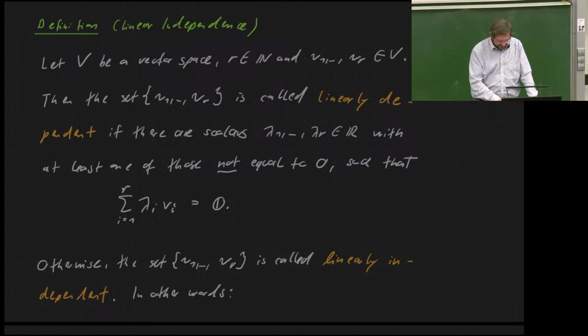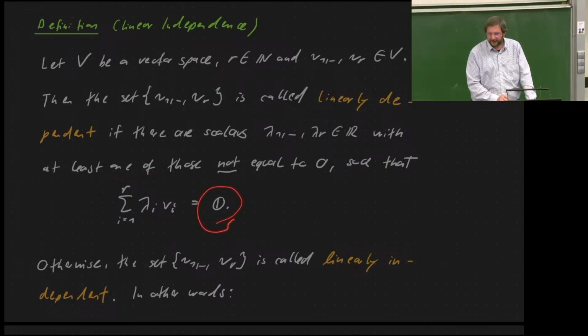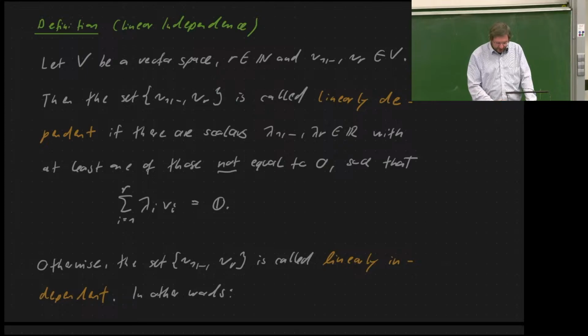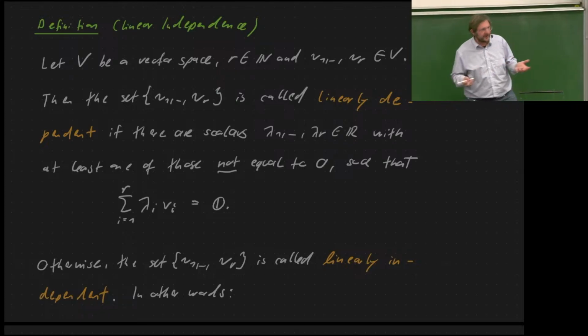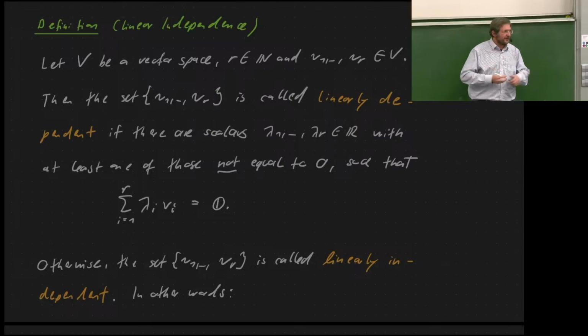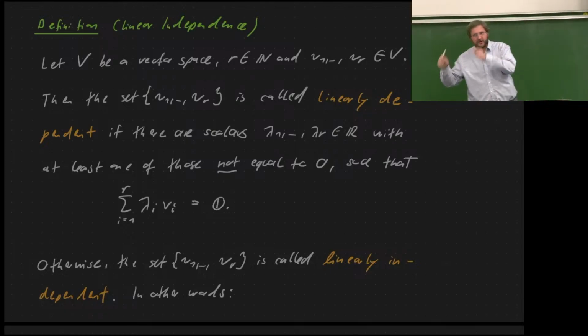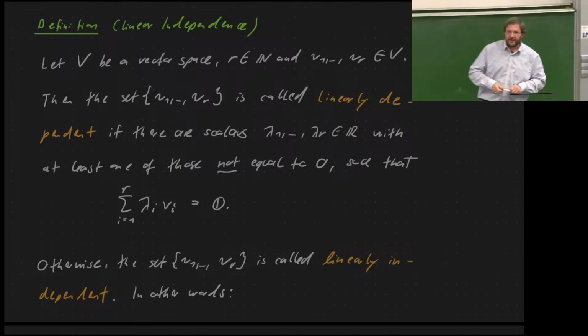So, given any set of vectors, that set is called linearly dependent if we can find a linear combination of the zero vector. So we can use these vectors to combine the zero vector without setting all the lambdas to zero. Of course, if you set all lambdas to zero, you'll always get the zero vector, no matter what the v's are. Now, if there is another possibility to do that, then the v's are called linearly dependent.